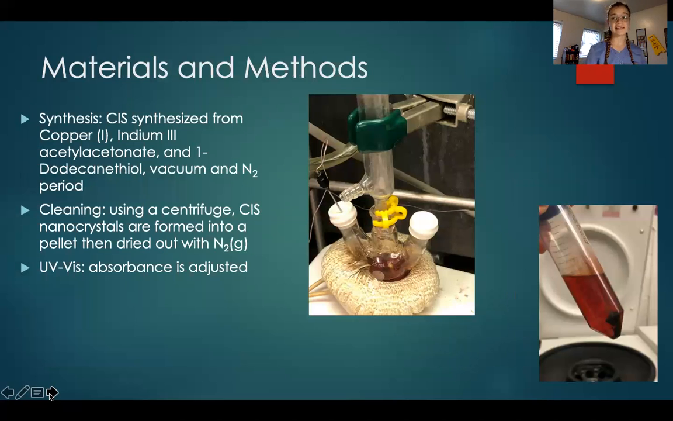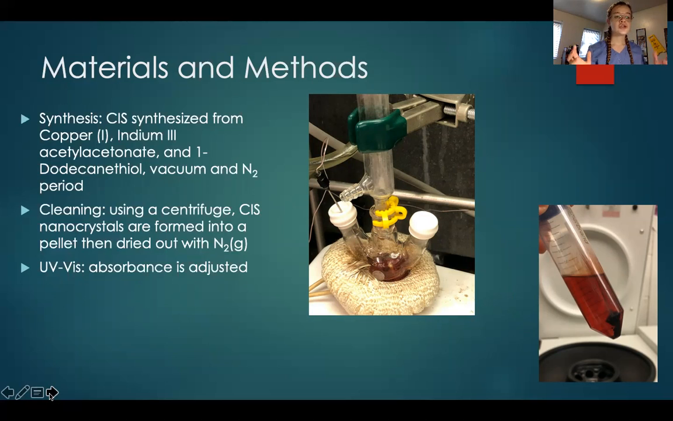So I synthesize CIS from copper-1, indium-3, acetylacetonate, and 1-dodecanethiol, and I expose them to 2 different periods while heating them, a vacuum period and a nitrogen gas period, in order to synthesize these nanocrystals to get that core ligand stabilizing ligand structure. And then I have all these things together, but it's got a lot of organics. How do I know where my nanocrystals are? How do I know if something's just specifically a solvent?